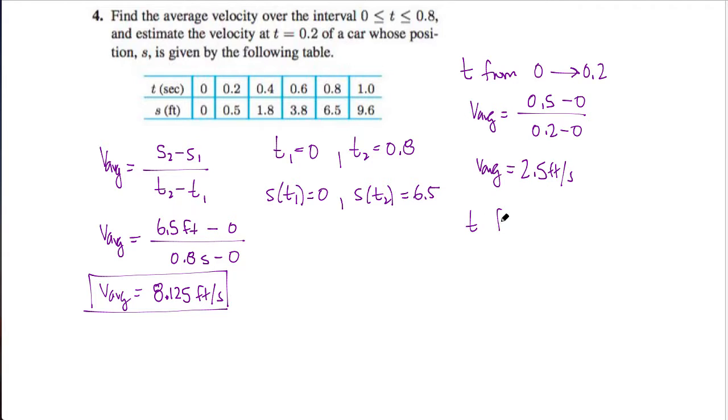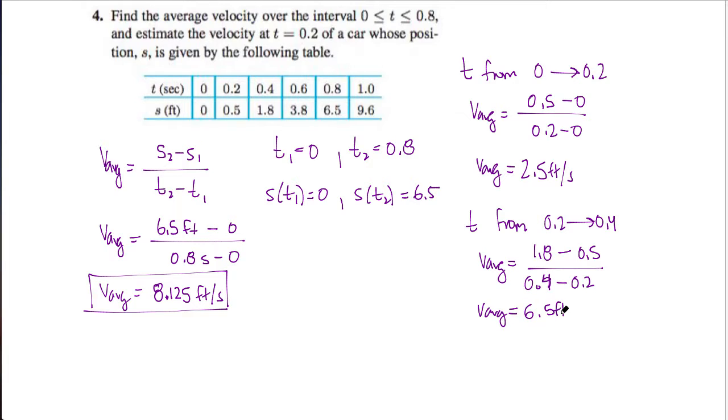And then if I look at t from 0.2 to 0.4, how does this change? Well, the average velocity is going to be calculated as 1.8, which is S2, minus 0.5 over 0.4 minus 0.2. So my average velocity here will be 6.5 feet per second. So there's quite a big difference here.